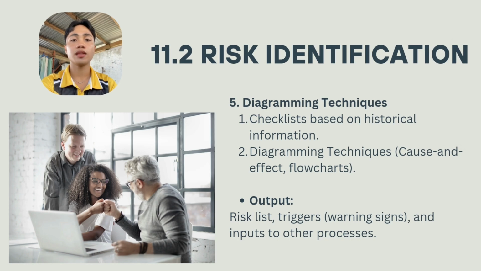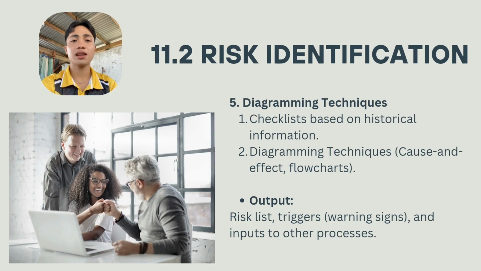Last one is diagramming techniques. So ang diagrams makatabang para makita ang cause and risk. Example, cause and effect diagram or fishbone. So kini dya is para makita ang root cause sa risk. Sunod is flow charts. Nagpakita kung asa pag-work sa process o sa possible nga naa ang risk. Sunod is influence diagrams. So nagpakita ni sa relasyon sa variables ug outcomes.